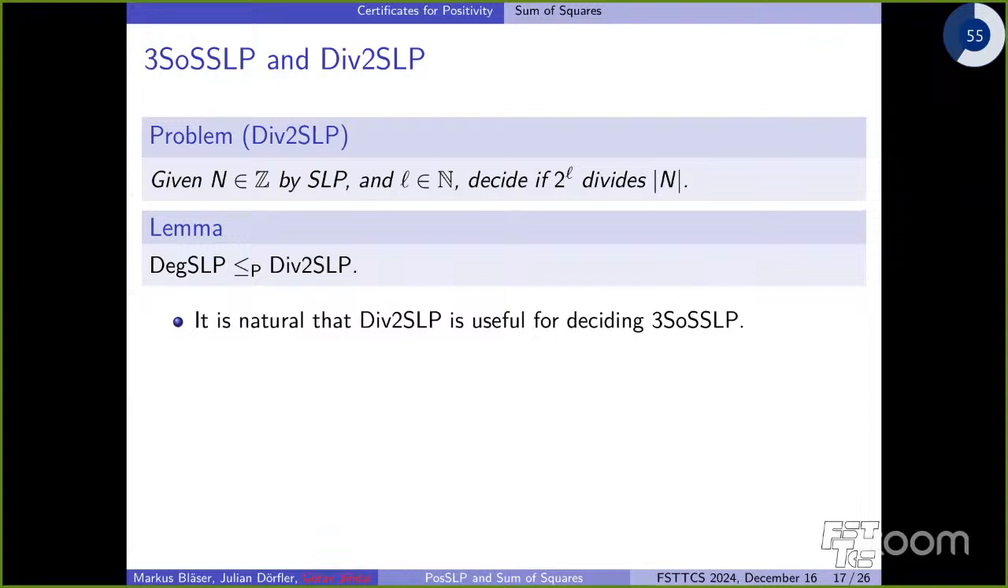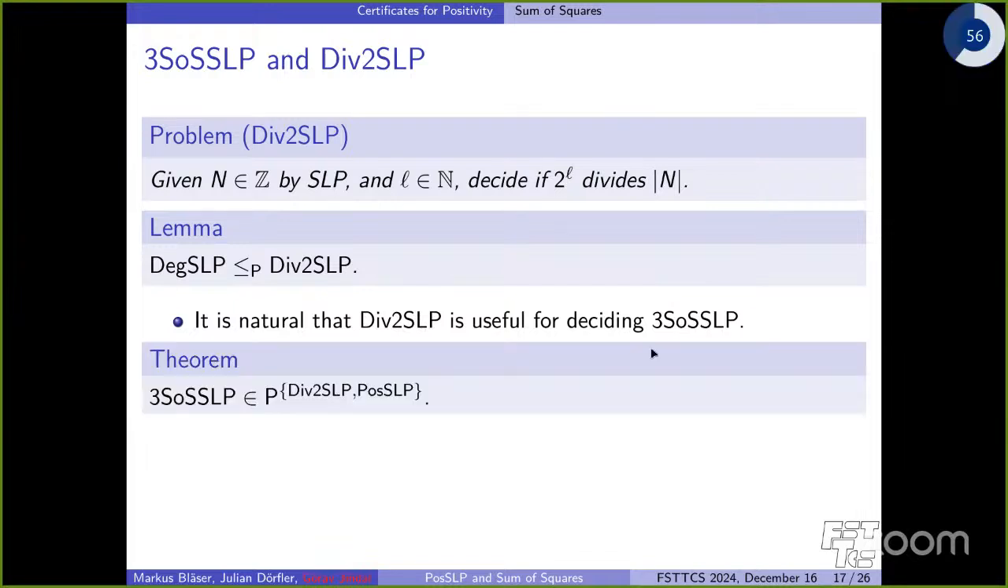Yeah, it's also quite natural, right, that this div2 SLP will be useful for deciding 3 SOS SLP, because the condition was that a number is not 3 SOS if it is of the form 4 to the a times 8b plus 7. So it has to do with some powers of 2. And so it's quite natural that this oracle will be useful for deciding 3 SOS SLP, right? And we show in the paper that if you have access to both the PosSLP oracle and this div2 SLP oracle, then you can decide 3 SOS SLP in polynomial time, right?